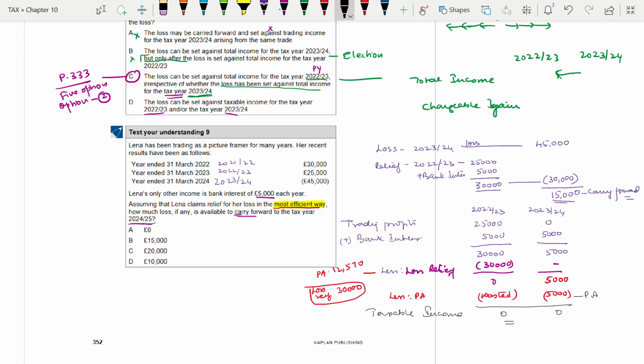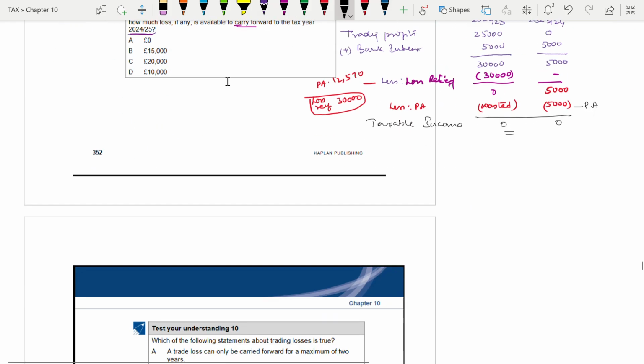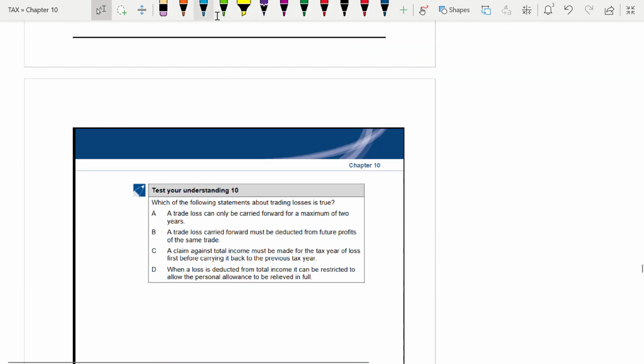Yes. Okay, now the last one. Which of the following statements about trading losses are true? A trading loss can only be carried forward. No, it is not for 2 years. We cannot carry forward trading loss? No, it is subject to the condition, subject to the scenario.